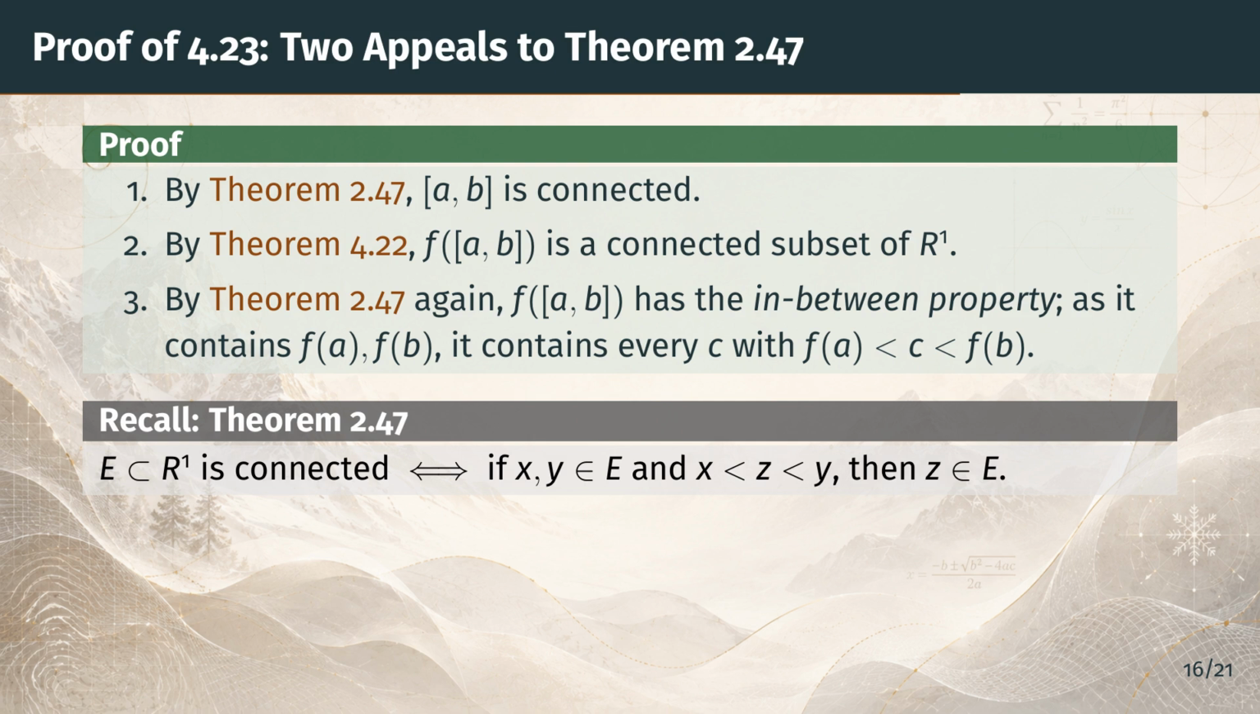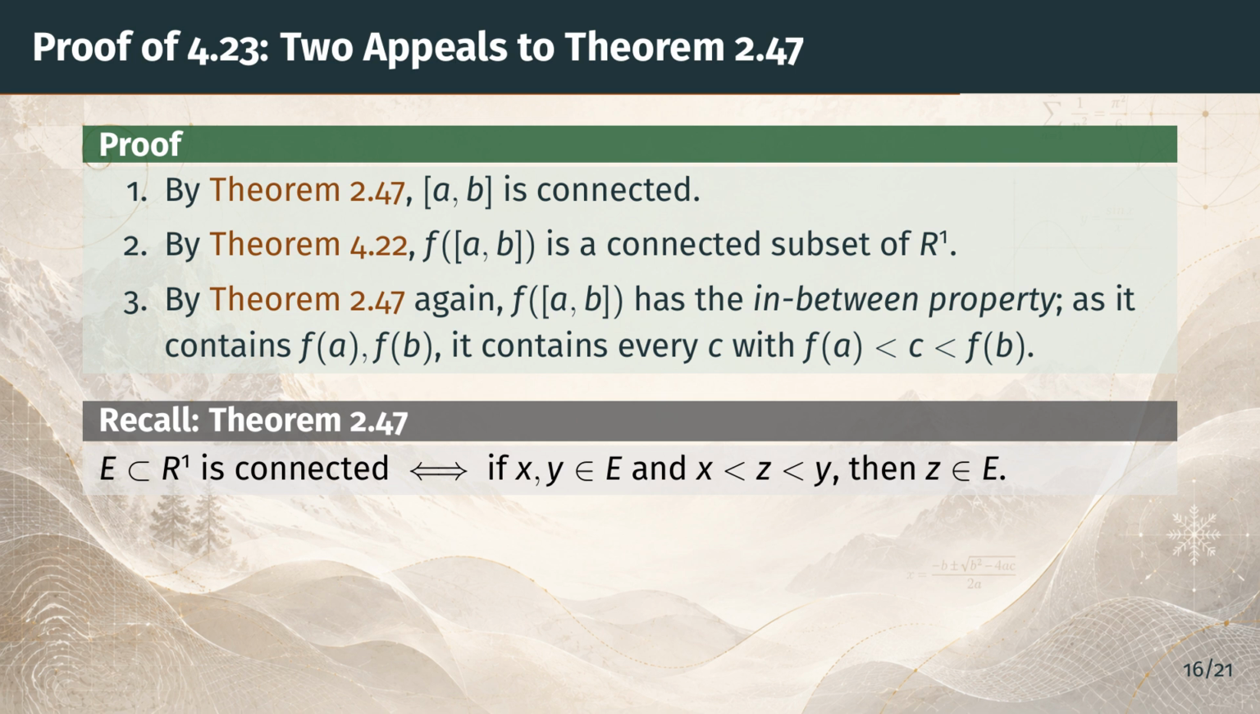Step 1. By Theorem 2.47, the closed interval from a to b is connected. Step 2. Feed that connected interval through our continuous function and apply Theorem 4.22, which we just proved. The image is a connected subset of the real line. Step 3. Apply Theorem 2.47 in the other direction. It says a connected set on the line has no gaps. Whenever it contains 2 points, it contains every point between them.